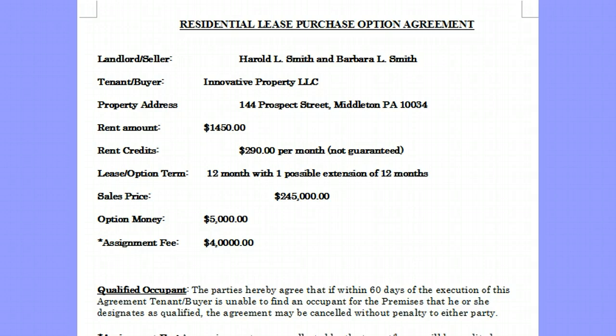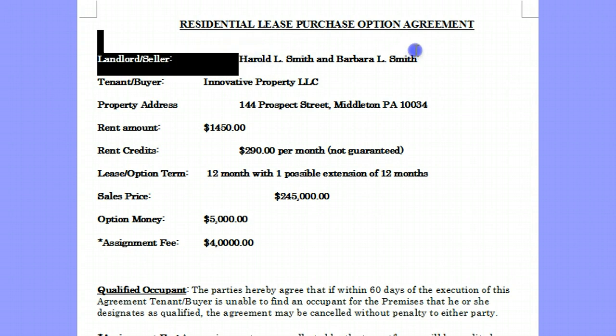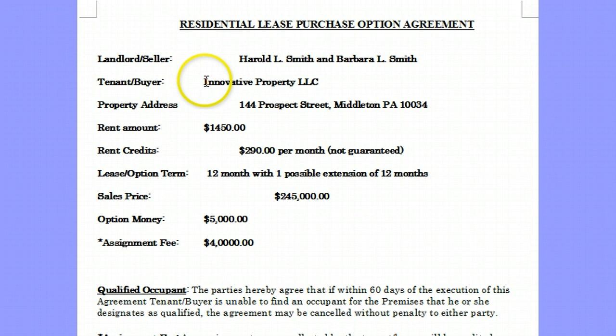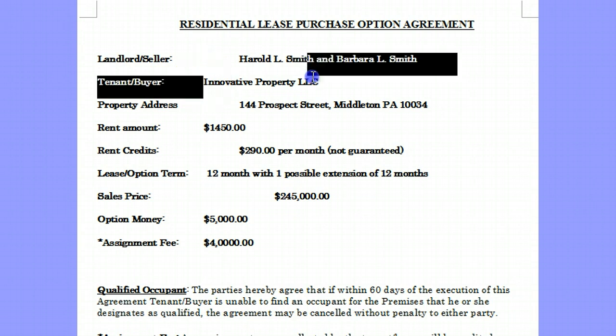Okay, we're talking about when we're sitting down with the seller, a one-page agreement. It's called a residential lease purchase option agreement. Let's just look through it. Landlord-seller is easy to figure out. We're going to put whatever's on their driver's license is what we put on there. The name of the company is whatever your LLC is.